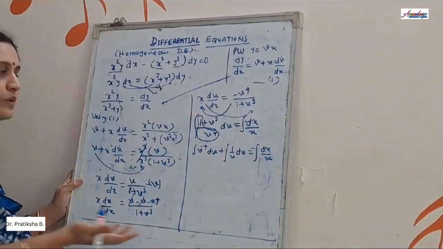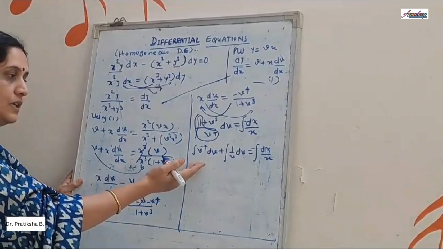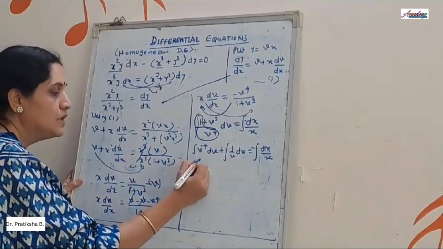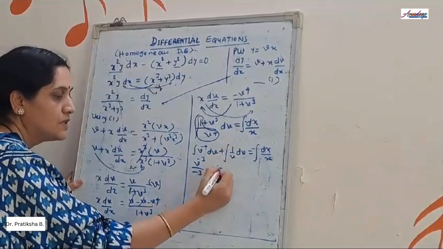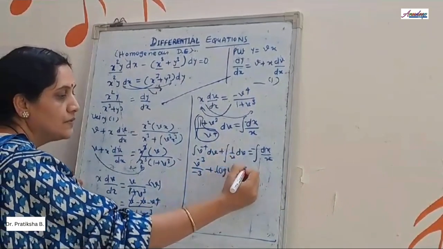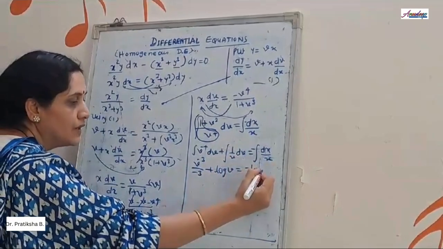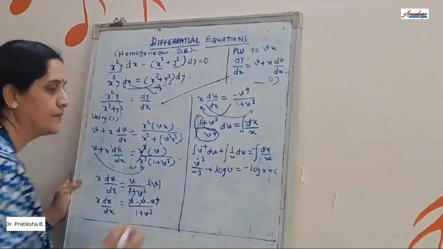Now these are simple formulas. What is the integration of x to the n? It gives v raised to minus 3 upon minus 3. And 1 upon v integrates to log of v, is equal to minus log of x plus c.